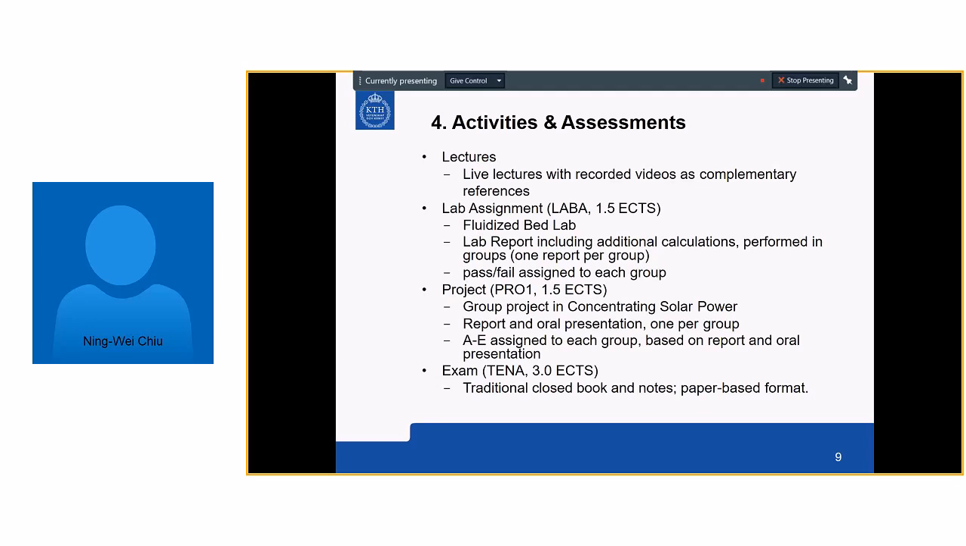We will have roughly 10 groups for the lab. And then you will have only pass or fail, so no grades. Either you do it well or you miss the concept and you fail it.